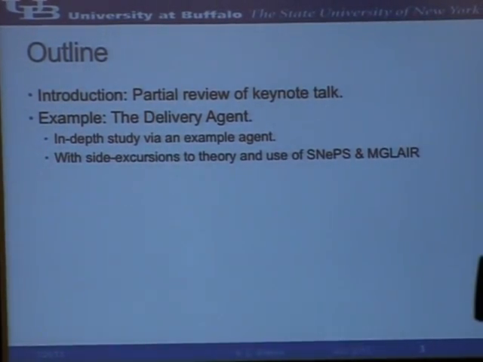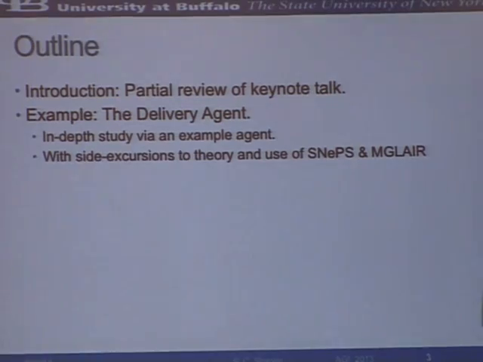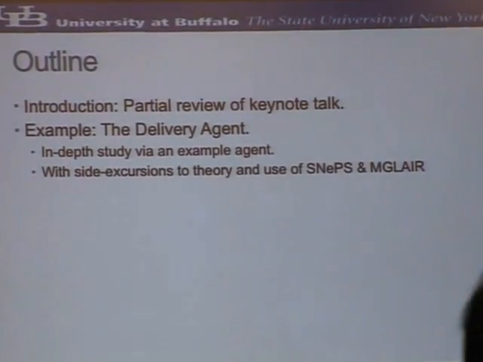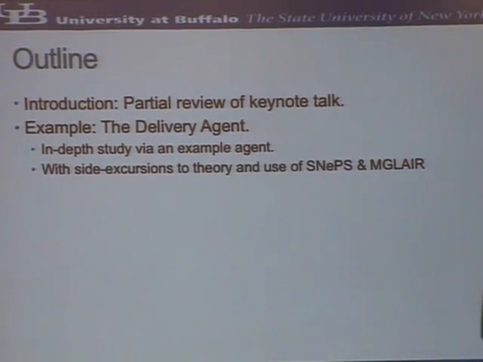So the outline is first a partial review of the keynote talk. I'll go through that quickly, but it'll, again, give you a chance to ask questions if there's some clarification you need. But let's try to put off deep arguments until later, just to make sure we can get through the other material. And then the main part of this will be an example. I've chosen as the example agent the delivery agent, which I prepared as an example some time ago and sort of resurrected for this talk. It's not an extremely complicated agent, but I think there's enough there to get into some interesting techniques about how we go about building agents in MGLAIR.